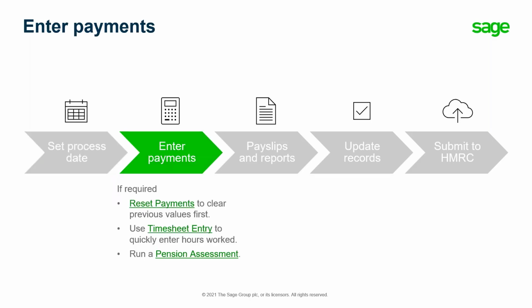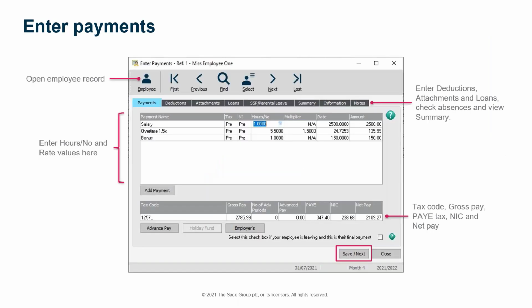Then we entered our payments, and you've seen those optional tasks: reset payments, timesheet entry, and pension assessment if you use our pensions module. In the handout, that will link to the further support articles giving you more information. And a quick summary of the enter payment screen. Remember, you can jump into the employee record if you need to. You've got the various tabs running across the top. You'd enter hours and rate values where applicable, and you've got that summary of the gross to net displayed at the bottom. We use the save/next option to move on to the next employee.